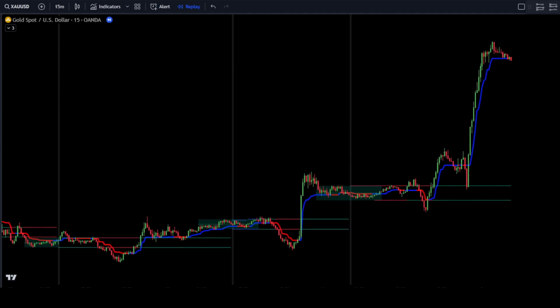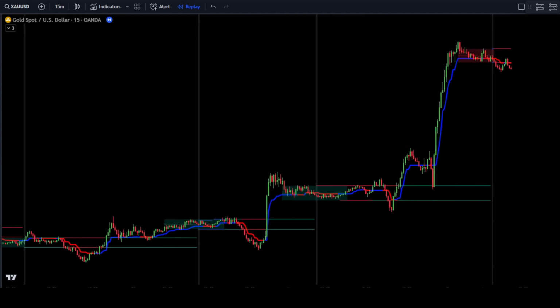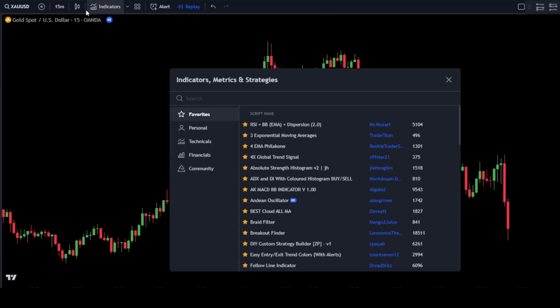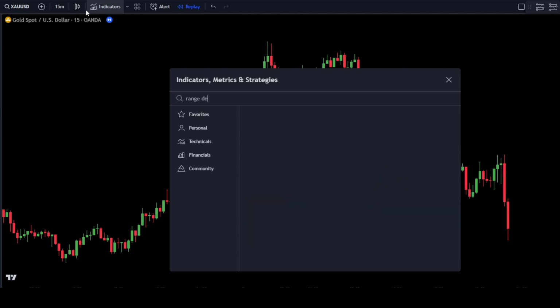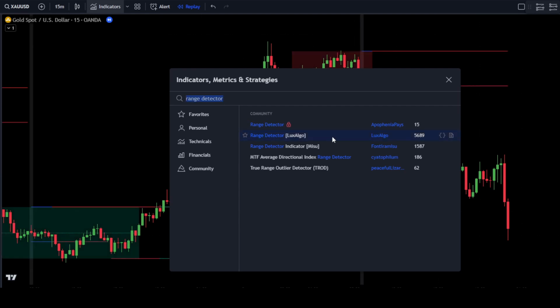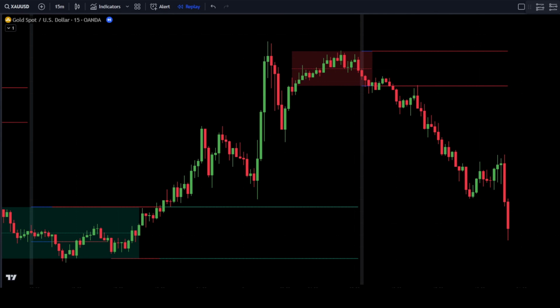To use this trading strategy, you can go to TradingView. Then, go to the Indicators Search tab. In the Search tab, type Range Detector. Next, select the range detector by xauusd. We will use this range detector indicator with its default settings.